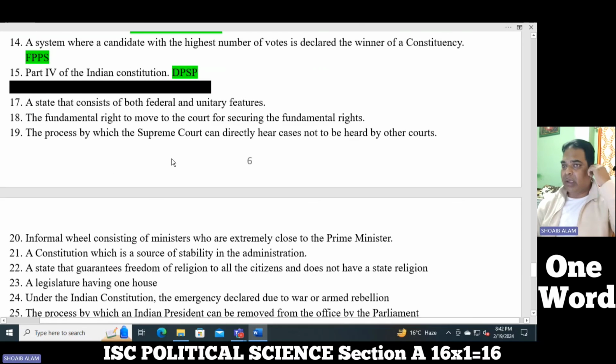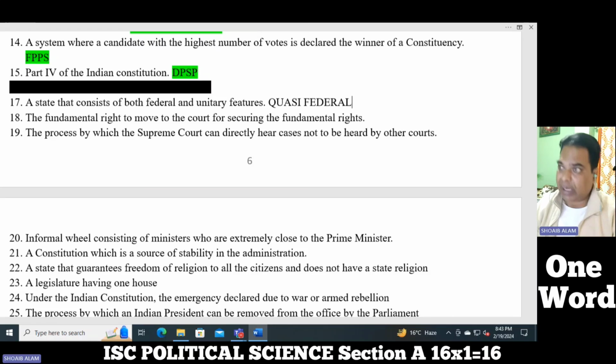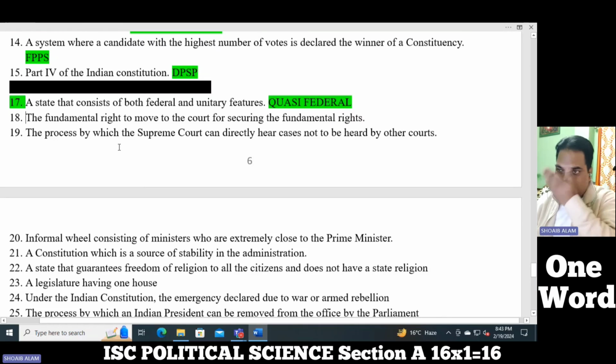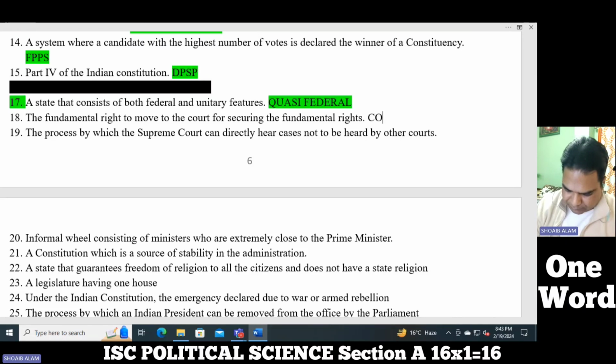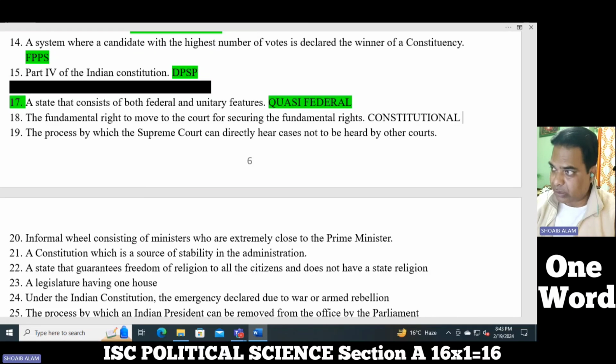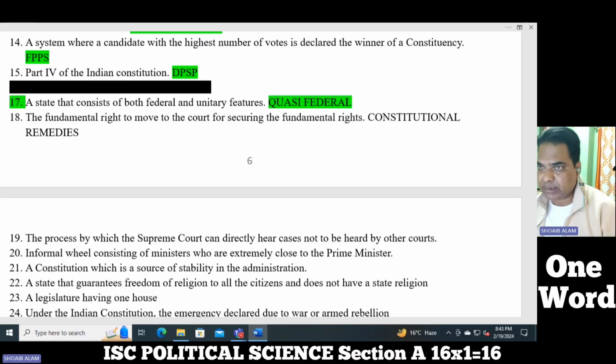Repeated. Number 17, a state that consists of both federal and unitary features. Federal and unitary features. Number 17, it is quasi-federal. The fundamental right to move to court for securing fundamental rights. It is constitutional remedies. So this is the correct one.